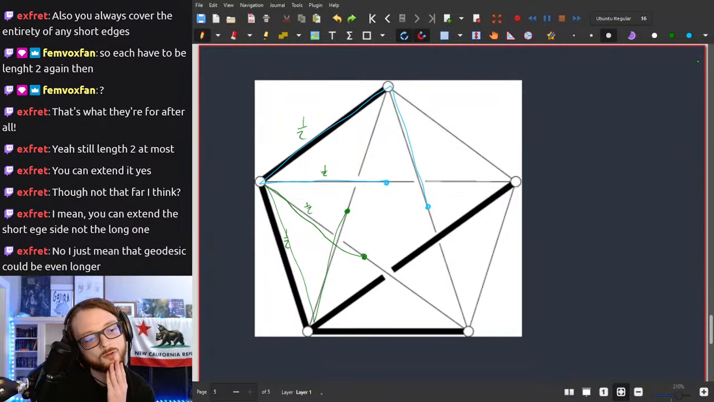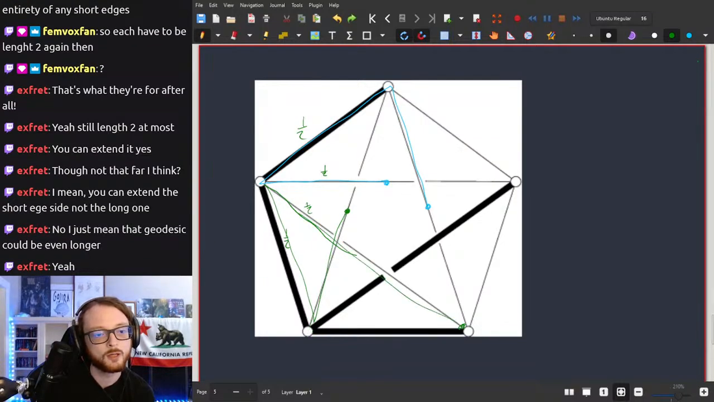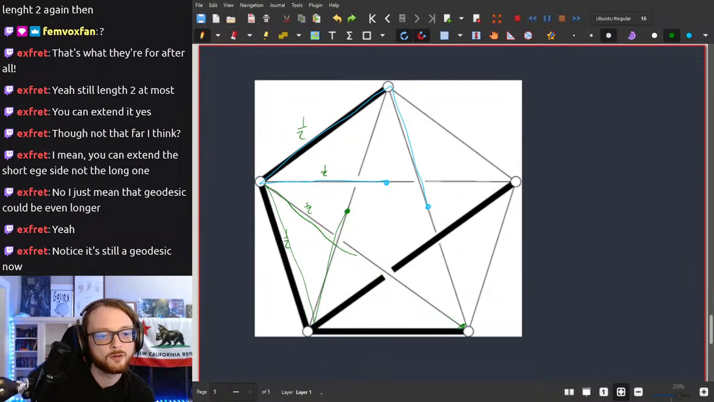Oh. Oh. So I could have taken, say, that one and brought it all the way over here. Because 1 plus a quarter versus half, half. Hmm. Did I choose the wrong one? Because the geodesic is going down through here now.